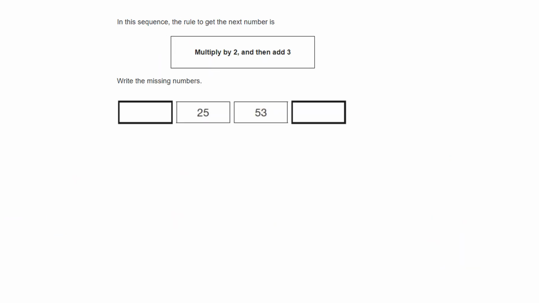Right, let's have a look at this question. In the sequence, the rule to get to the next number is to multiply by 2, then add 3. Write the missing numbers. So slightly more tricky than just an addition or a subtraction. So let's work forward first, because they've told us that for the next one in the sequence, I've got to multiply by 2, then add 3.